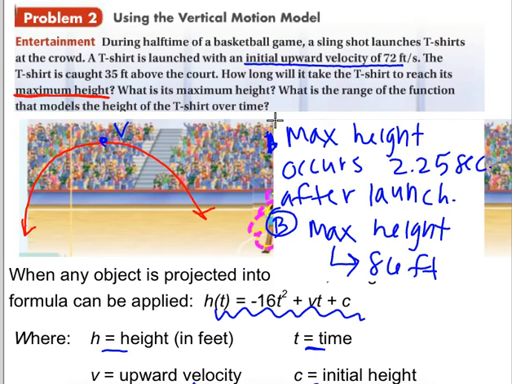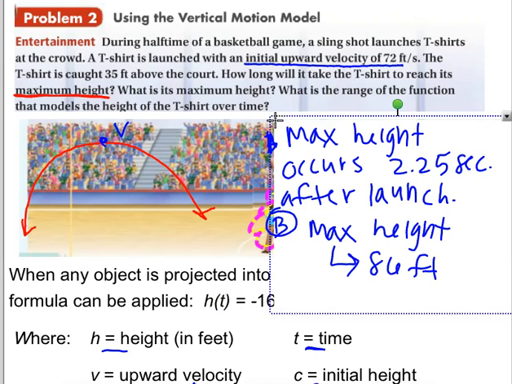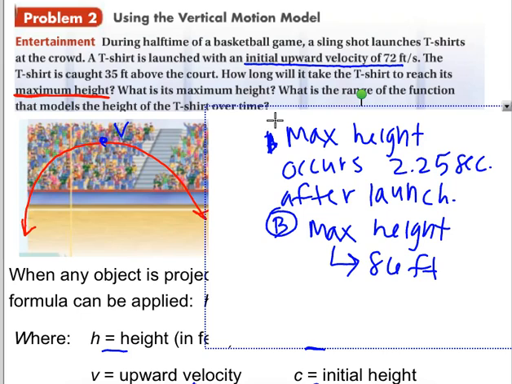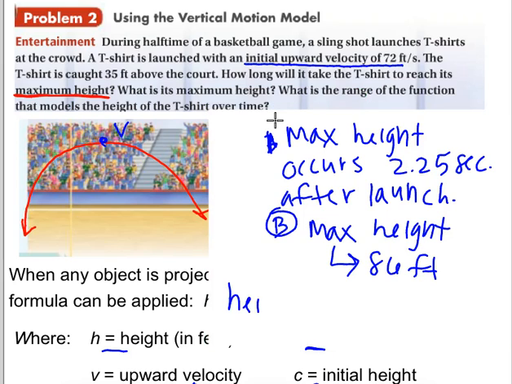What is the range of the function that models the height of the t-shirt over time? So think, guys, your range is your y value. So your height. Your height is represented by your y's. So height equals range.